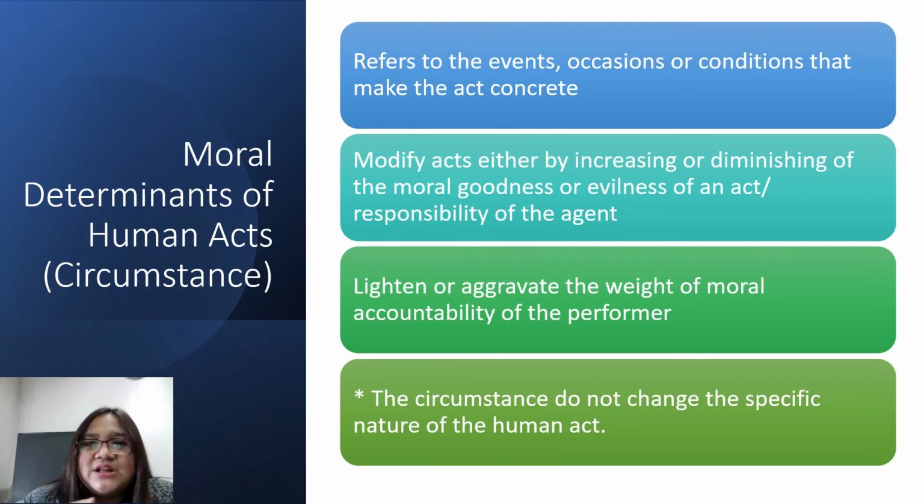The third determinant of human acts is circumstance. These are the conditions of the act. For example, who are you trying to reach for your speeding? Is it your wife who is about to give birth? Or is it a dying relative, maybe? Who are you stealing the medicine for? Is it a sick or injured person? This makes you think twice whether or not the act done was wrong.